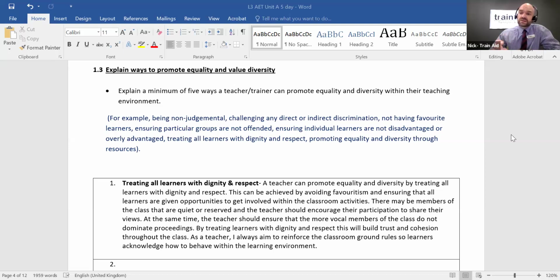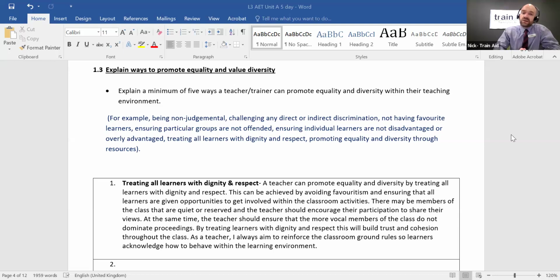So it's all about respecting the individual learner, and really it's showcasing your listening skills. It's understanding the individual and finding out what makes them tick and how you can support them with their learning journey as well.